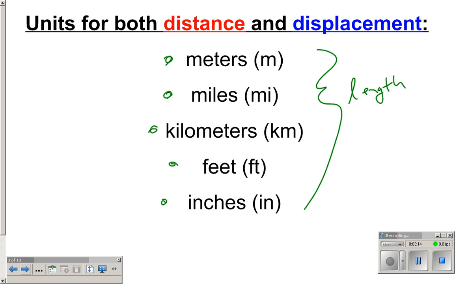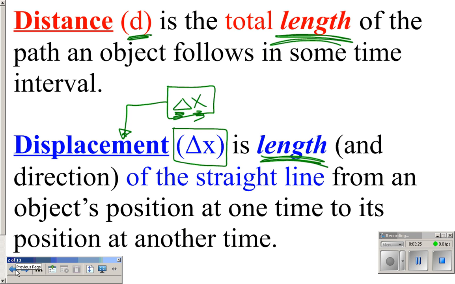All right? So probably the best way to help you understand the difference between the two things is by doing an example. Before we do, I'm going to call attention to the fact that distance is a measure of the total length that you've followed, and displacement is a measure of the length of the straight line. Okay? So notice I kind of tried to color code things here and kind of emphasize the important points. All right, so let's do our example here.